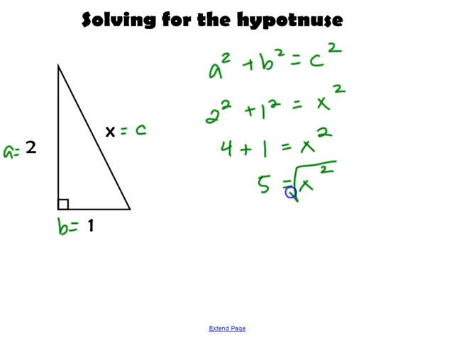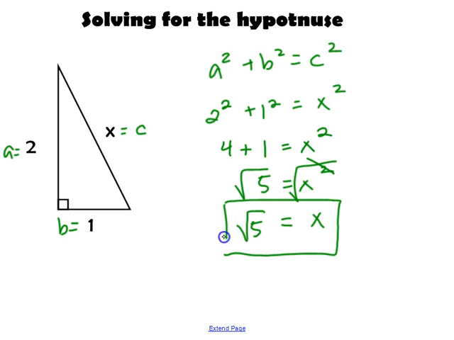Now this time when we take the square root of both sides so that we can isolate x, if you put square root of 5 into the calculator, you're going to get a decimal answer because 5 is not a perfect square. So we actually want to practice working with radicals, and we're going to leave our answers exact. So your final answer is square root of 5.